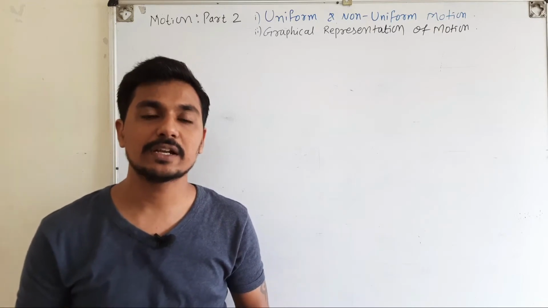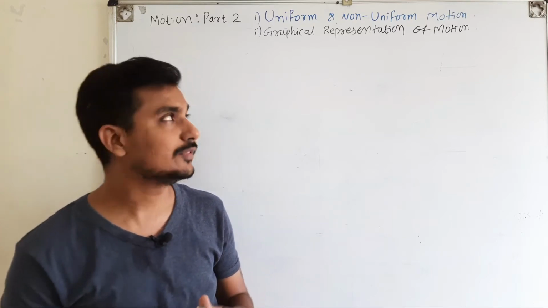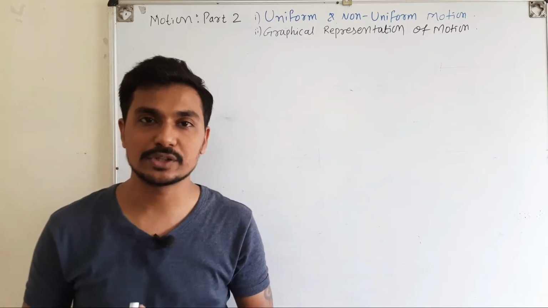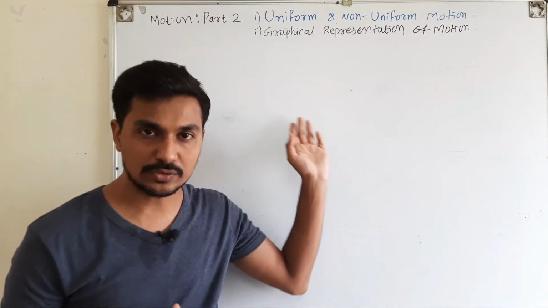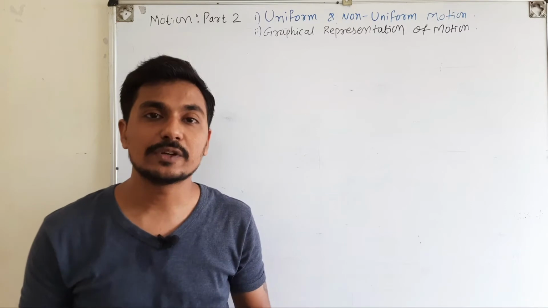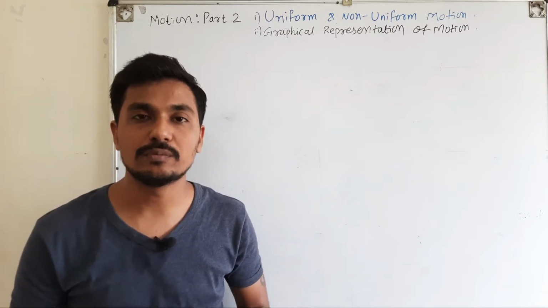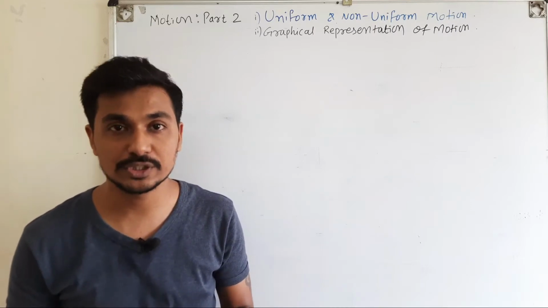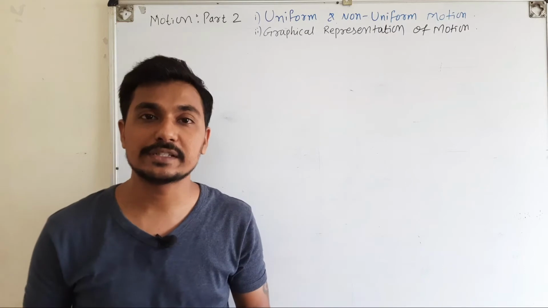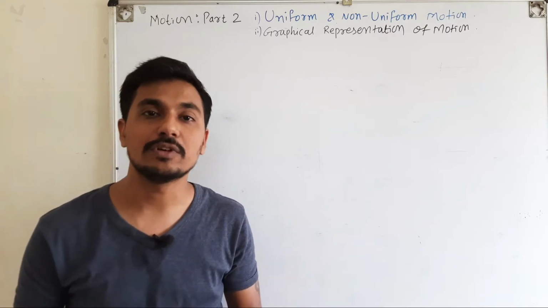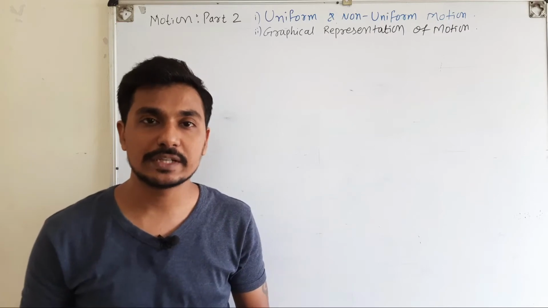In this lecture, we are going to discuss uniform and non-uniform motion, and then the graphical representation of motion. In the graphical representation, we will see different types of graphs of motion: uniform motion, non-uniform motion, and uniformly accelerated motion. We will also see all these motions in a distance-time relation as well as a velocity-time relation. This is part 2 of chapter 8.